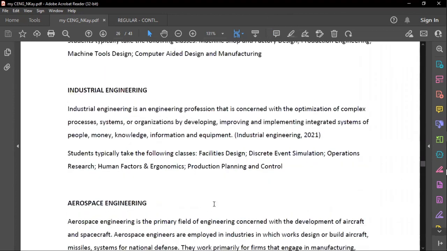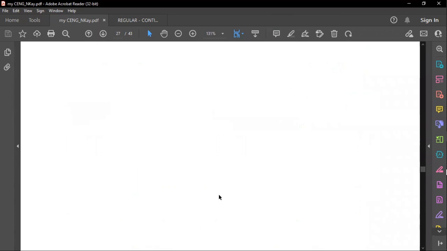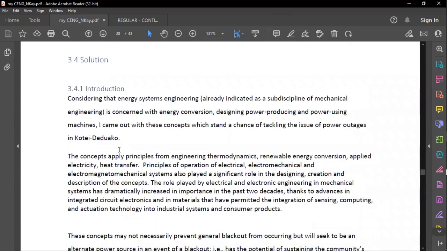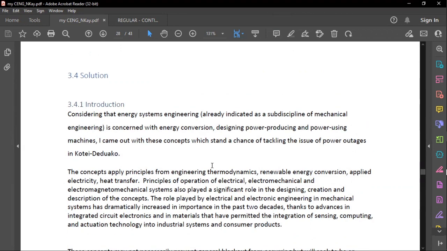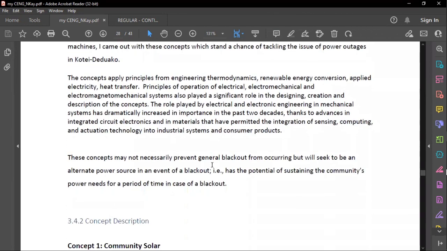And then after he did that, what he tried to do is he went on to talk about the principles, where he is taking the principles from. So you see that he said that the concepts apply principles from engineering thermodynamics, renewable energy conversion, applied electricity, heat transfer. Do you get it? So the next one has already also been talked about. Very simple. So this one is not anything that serious. He's just trying to give an overview or just a small write-up. Do you get it? Very simple. So that is it.